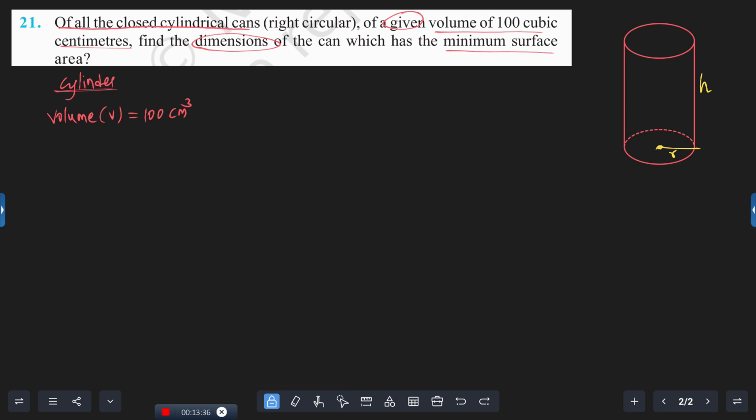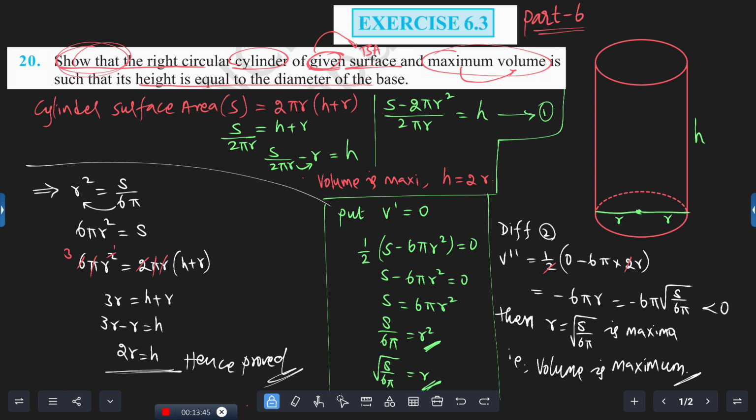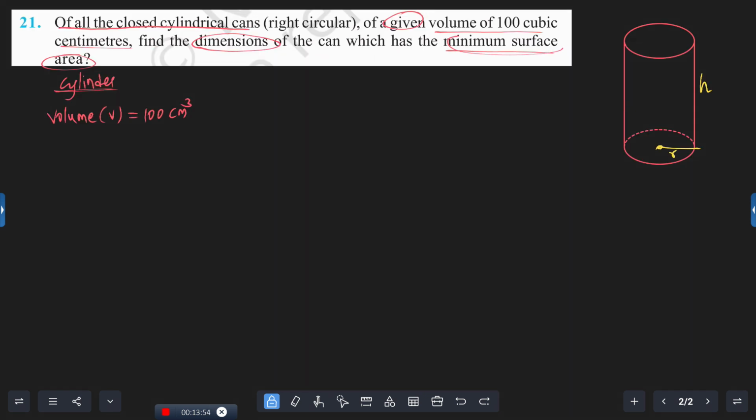Next, minimum surface area. Have you noticed it? Question number 20: listen, children. Question number 20, what did they give? Maximum volume they said, and surface area is given. Opposite of this, in the 21st, surface area is minimum they said, and volume is given. Opposite. Shall we go? Right, listen carefully.